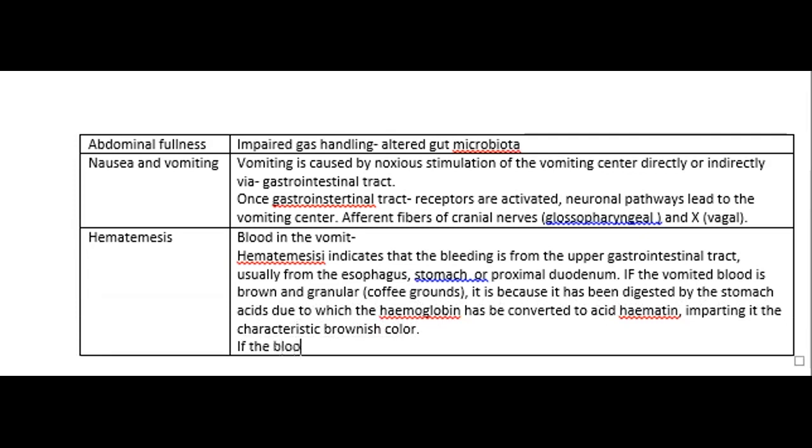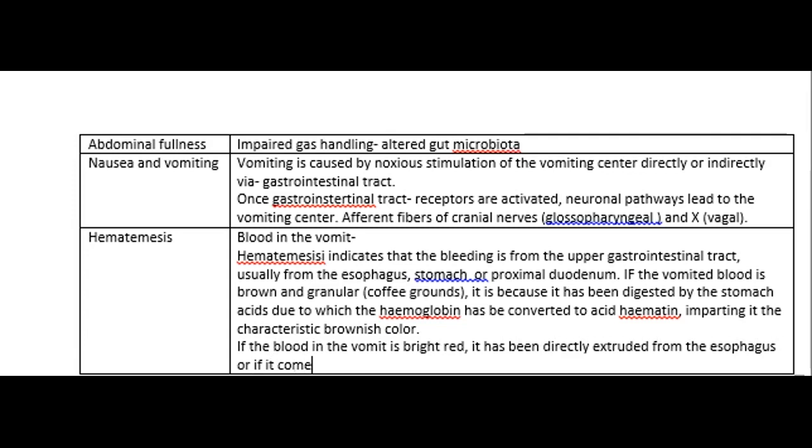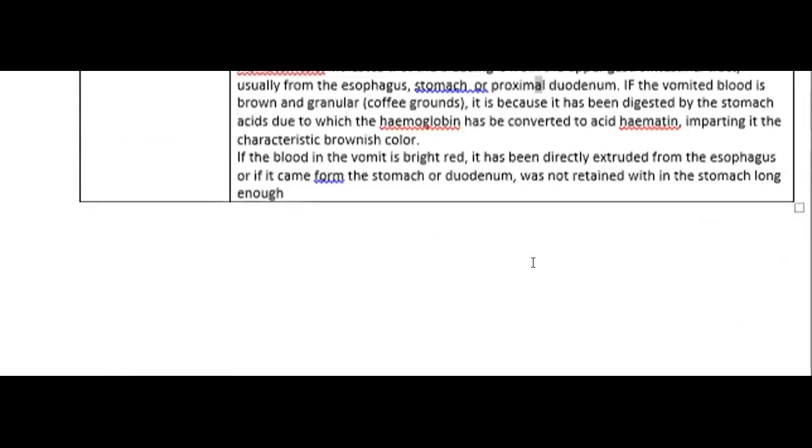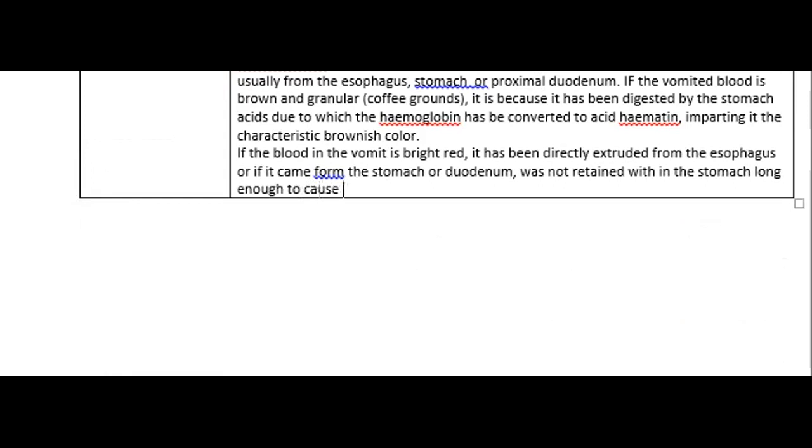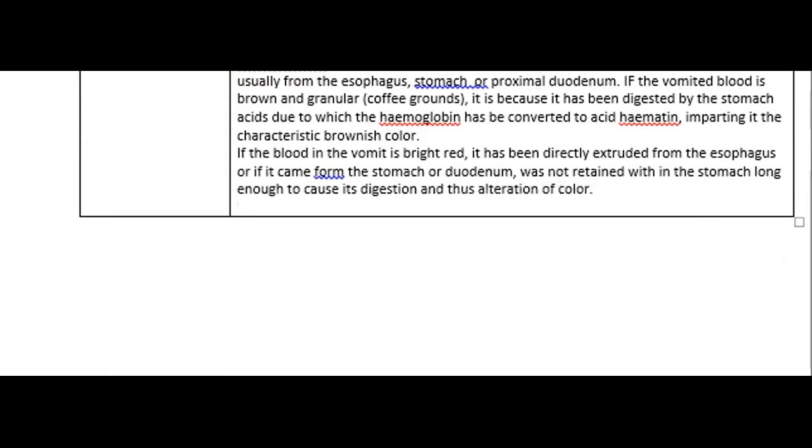And if the blood in the vomit is bright red in color, then it has been directly expelled from the esophagus, or if it came from the stomach or duodenum, then it was not retained in the stomach long enough to cause its digestion and thus alteration of the color, so the color will be red.